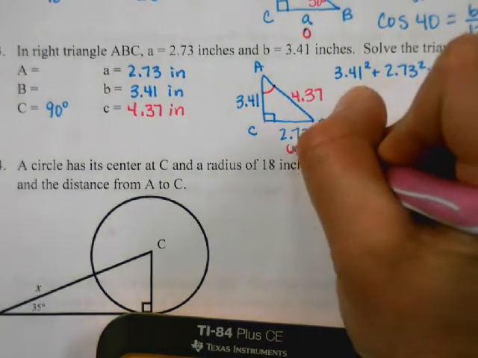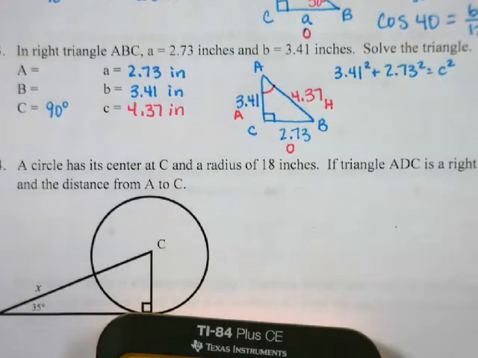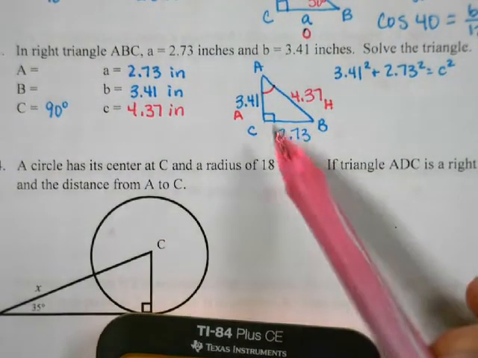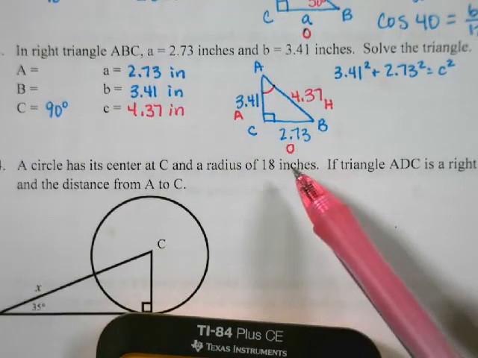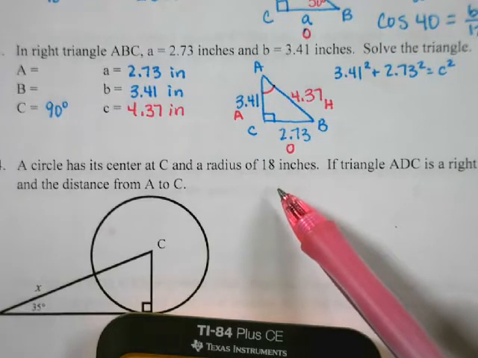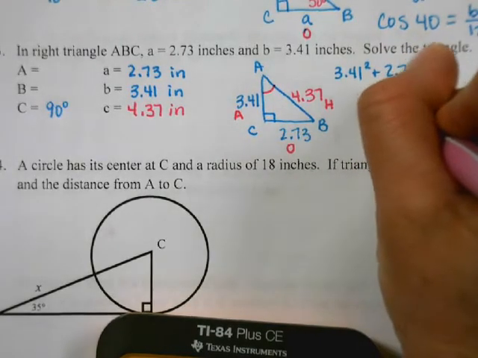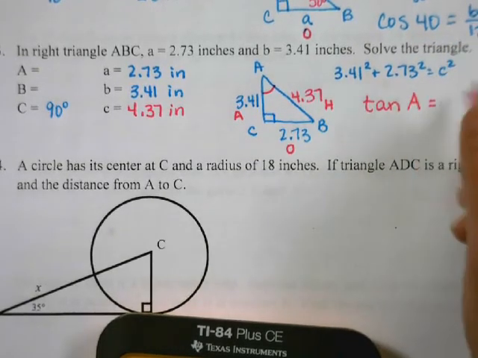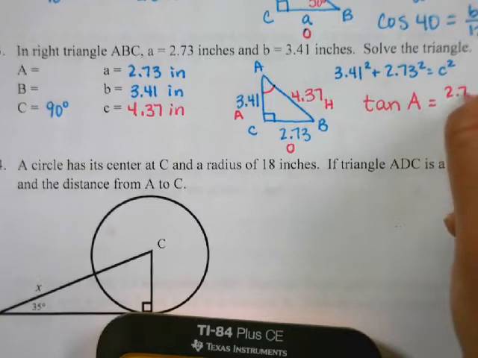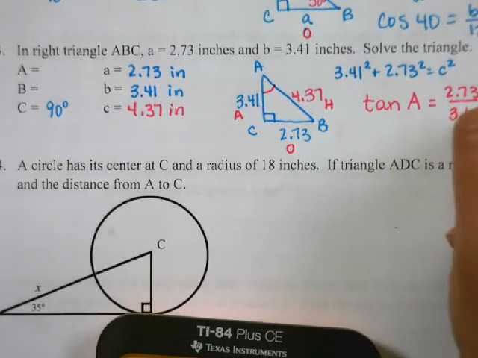remember this guy's opposite, this is adjacent, this is hypotenuse. And I would really like to use the numbers they gave me. So I would like to use sides a and b. So what trig function should I use? Tangent. All right, so this is the part I want to see on your paper. The tangent of angle A is equal to opposite, or 2.73, divided by adjacent, or 3.41.